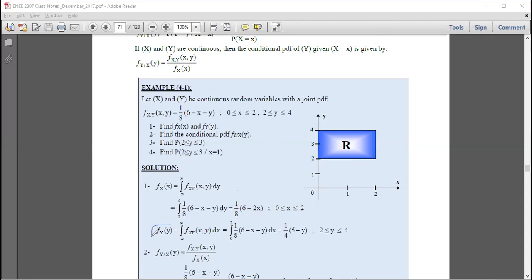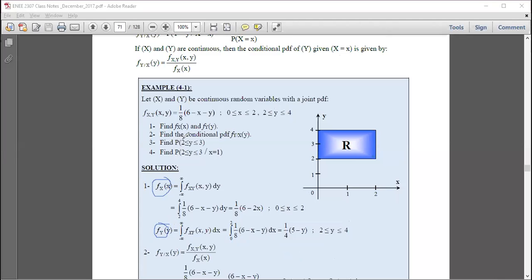Similarly, if you need the marginal PDF of y, you just evaluate the integral of the joint PDF over x. You marginalize x from minus infinity to infinity, and x is non-zero from 0 to 2, so the integral will be from 0 to 2. Just evaluate this integral, straightforward. You will get the marginal PDF of y, and of course it is 0 otherwise, meaning outside this interval the marginal PDF is 0. Okay, so this is how to evaluate the marginal PDF.